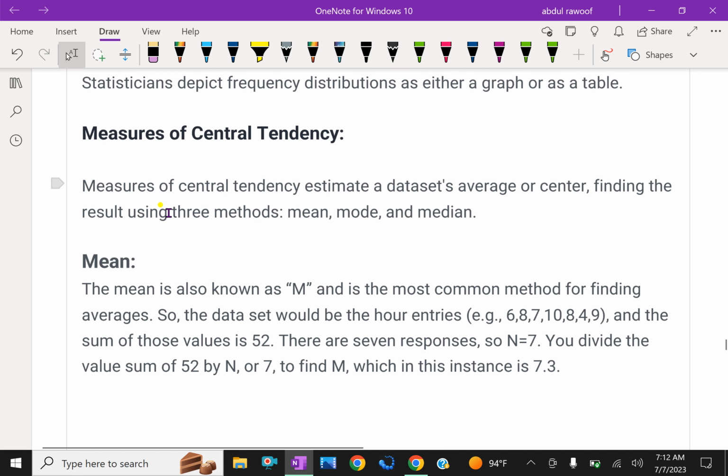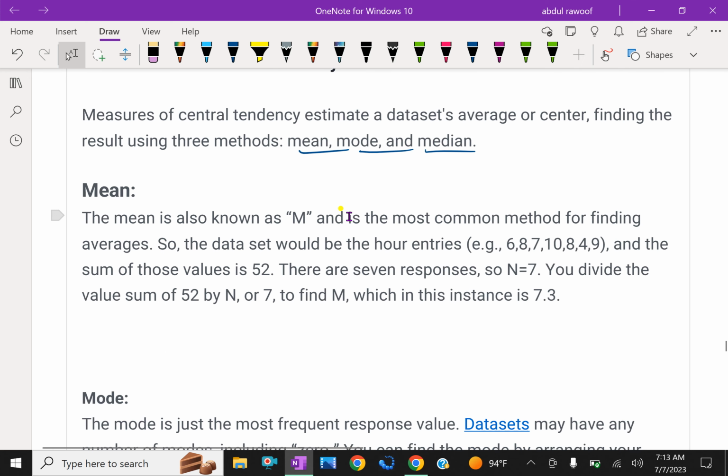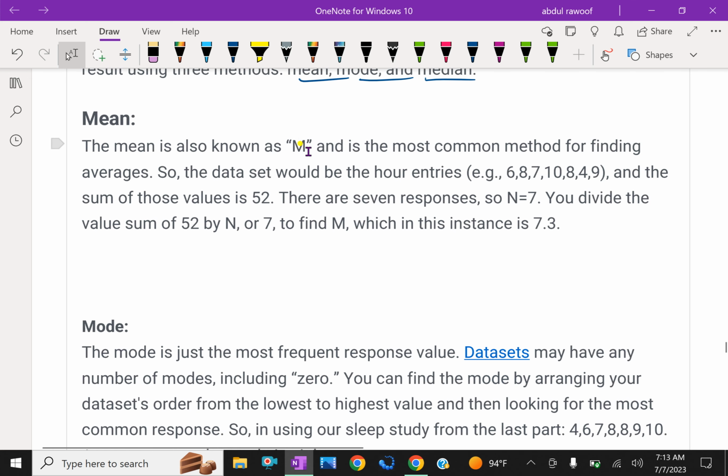Measure of central tendency. A measure of central tendency estimates a data set's average or center, finding the result using three methods: mean, mode, and median. These are central tendencies of the distribution of marks or votes. First, we will discuss the mean. The mean is also known as capital M and is the most common method for finding averages.